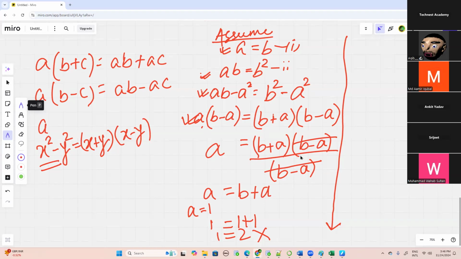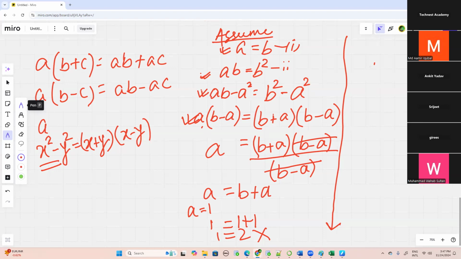Now, I have given you a hint. In this step, there is a problem. Think over it and tell me why I am saying that B minus A and B minus A you cannot cancel. Why is this cancellation not allowed? Both are multiplication, like B plus A into B minus A. They are not separate. No, they are separate.